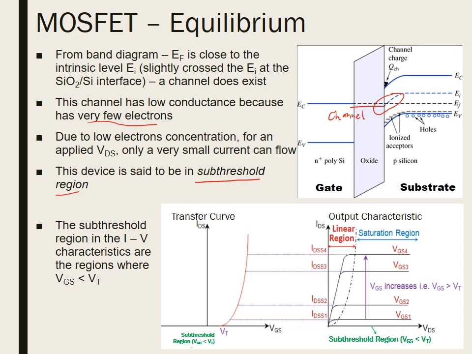There are two types of current-voltage characteristics of a MOSFET. One is the transfer curve and this one is the output characteristic. In both IV curves, the sub-threshold region can be seen. In the transfer curve, the sub-threshold region is this region, where VGS is lower than VT, and in the output characteristic, the region is at the x-axis. In both cases, IDS is considered very small or zero.